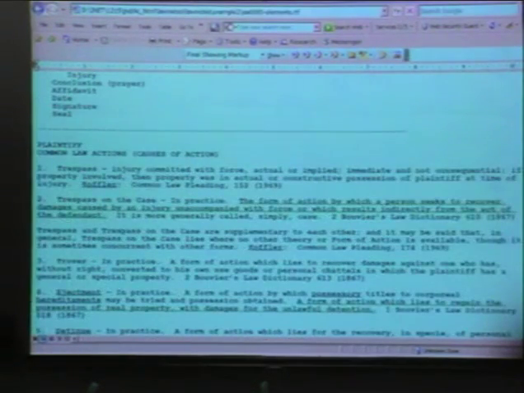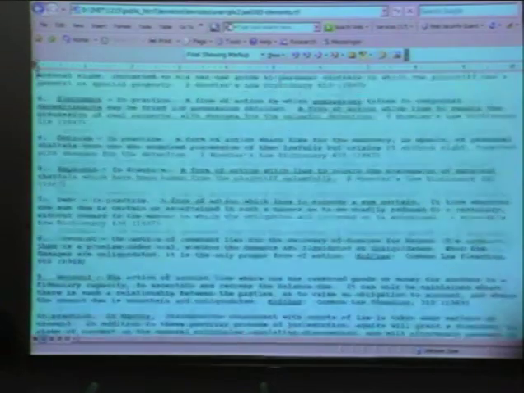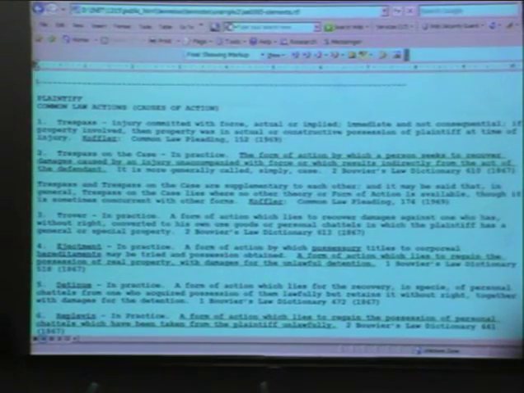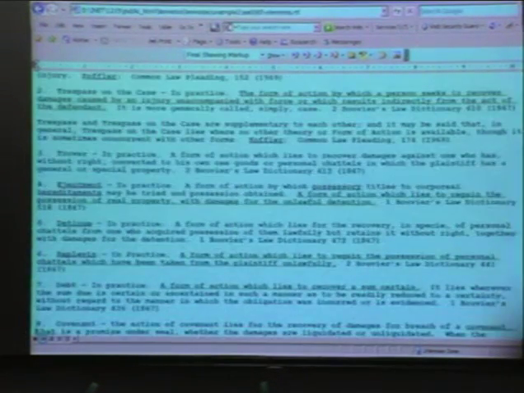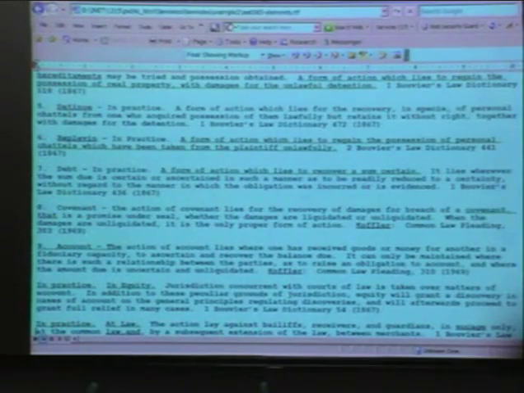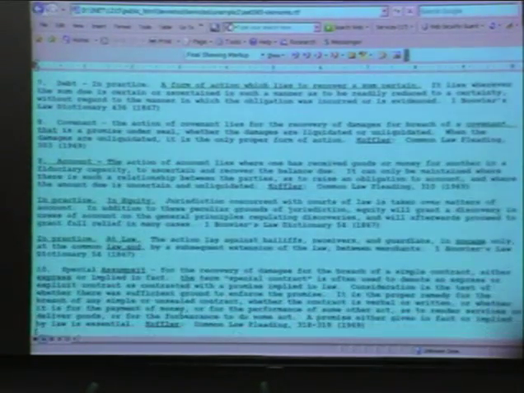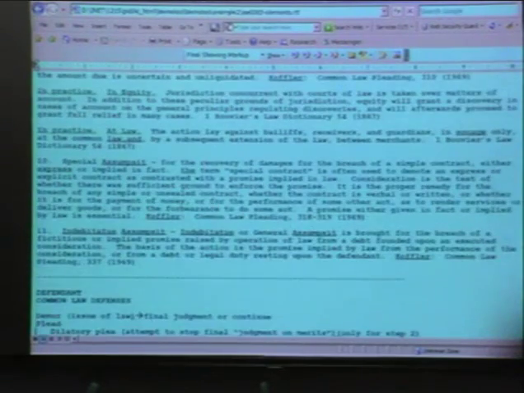Let's see. Here we go. One of the things we have on here is the common law causes of action. This is a quick summary of what they are. There are 11 causes of action that you can have under common law. 11 choices. You can have trespass, trespass on the case, trover, ejectment, detinue, replevin, debt, covenant, account, and special assumpsit and indebitatus assumpsit.